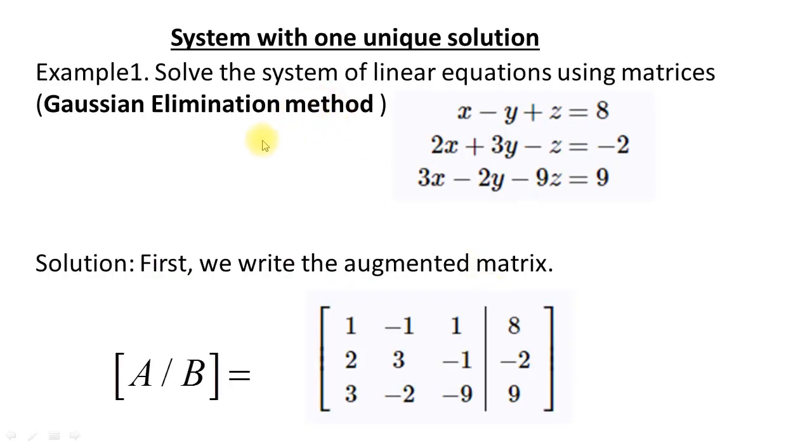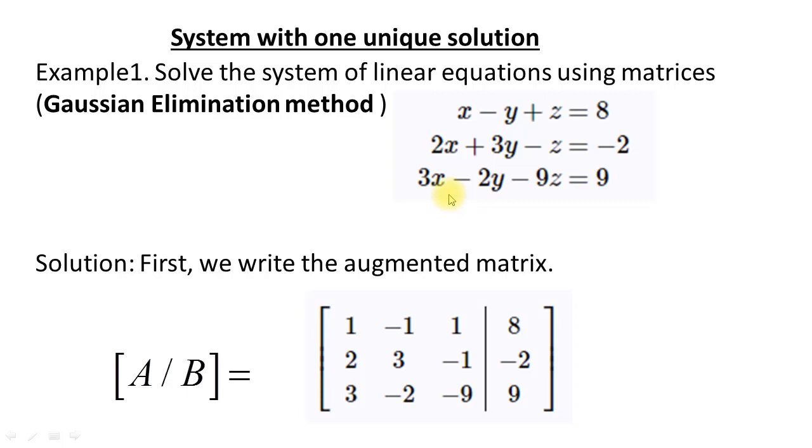Now let's move to an example. Suppose we have a system of 3 equations: x minus y plus z is equal to 8, 2x plus 3y minus z is equal to minus 2, and 3x minus 2y minus 9z is equal to 9. Dear students, this system has one unique solution, and at the end you will see that this system has a unique solution.